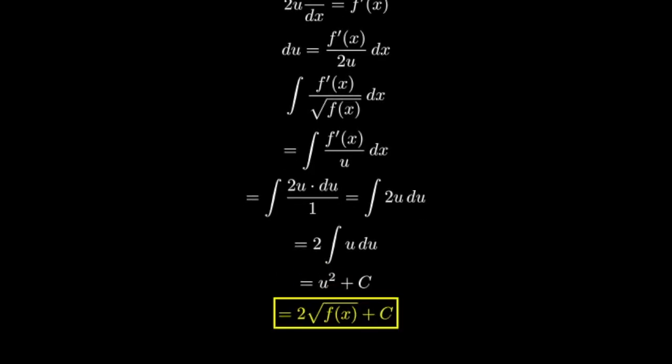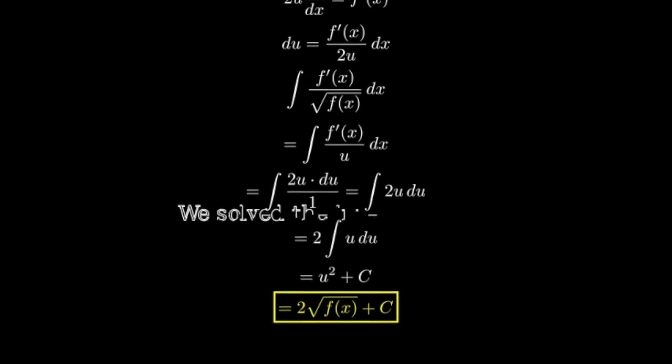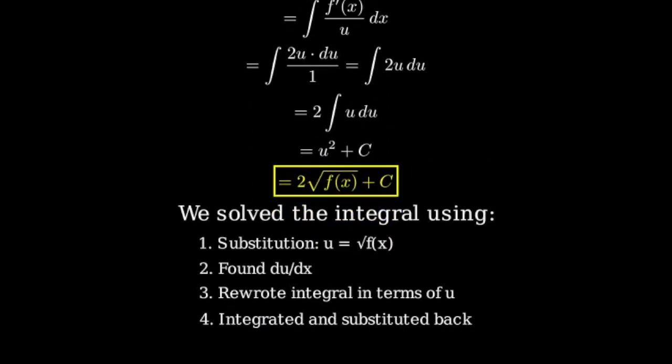Finally, we substitute back u equals square root of f of x to get our answer. 2 times the square root of f of x plus c. And there we have it. We've solved this integral using the substitution method, carefully working through each step to arrive at our final answer.